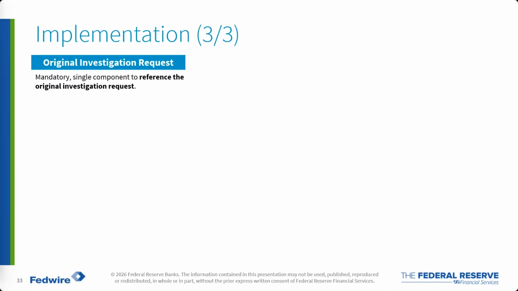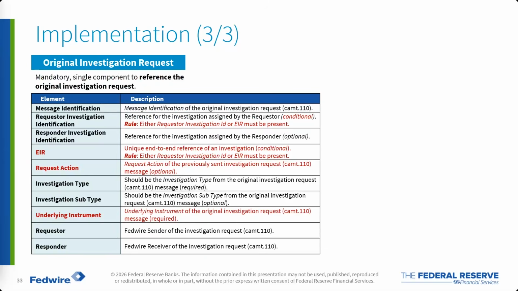Finally, the last slide for today's webinar, the original investigation request. That is where you will provide references to the original investigation request, CAMT.110 message, that the investigation response, CAMT.111, relates to. We do see some changes as this component will contain some of the elements that were newly added to the investigation request message. What we see there is that EIR, that unique end-to-end investigation reference, has been added on an optional basis with the rule that you must have either the requester investigation identification or this newly added EIR reference.